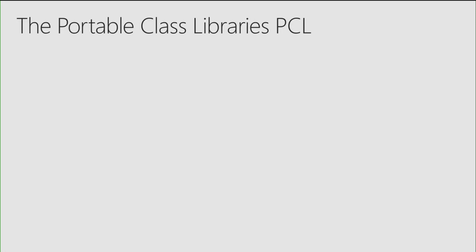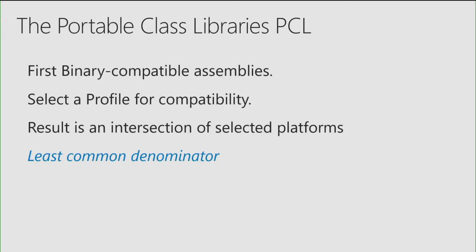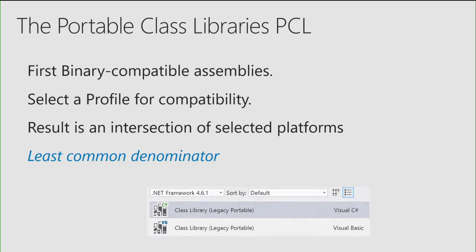The next solution that came up was our portable class libraries. And this was the next evolution of sharing code. We select our profile for compatibility, and the result was this intersection or kind of Venn diagram, which really came down to the least common denominator of the available APIs across what was available for each of the platforms. This is still available today, but it's listed as a legacy portable project type in Visual Studio.